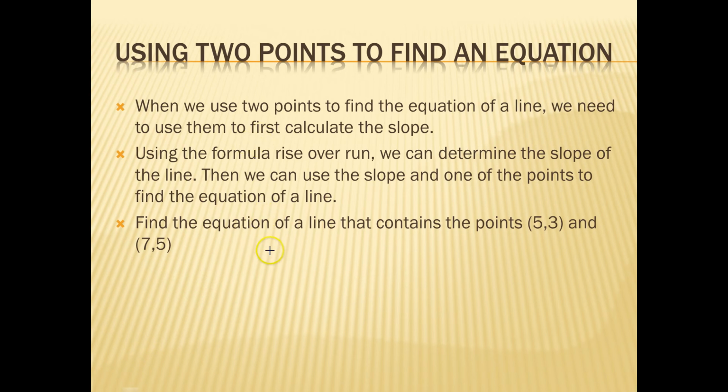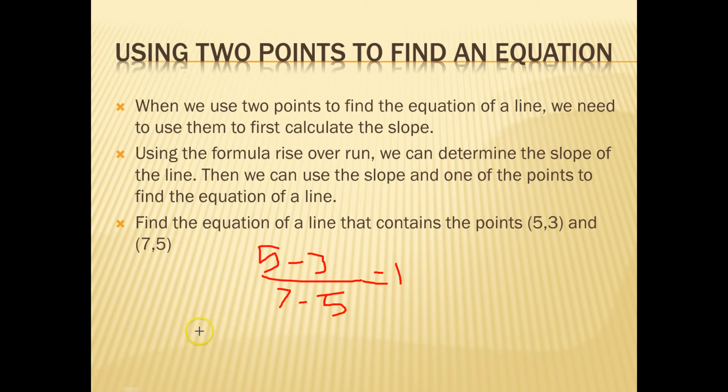So first we need to find the slope, and the easiest way to find the slope is to use rise over run. So if we use this one as x2, y2, and this one as x1, y1, we can solve it by doing 5 minus 3 over 7 minus 5. Doing this, we'll calculate the slope is equal to 1, and now we know the slope, and we can use the slope and one of the points to find the equation of the line.